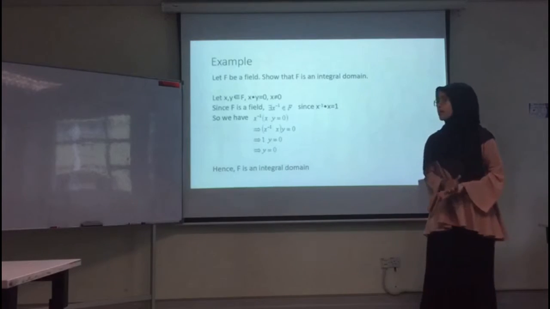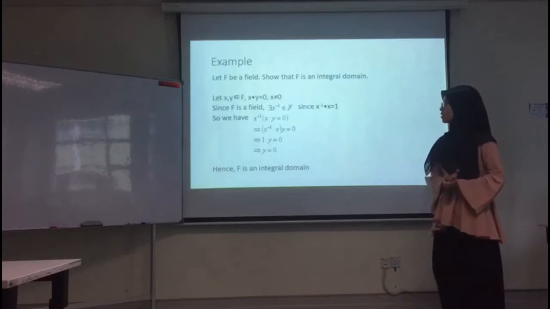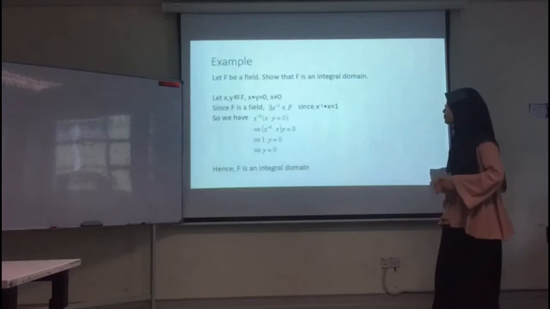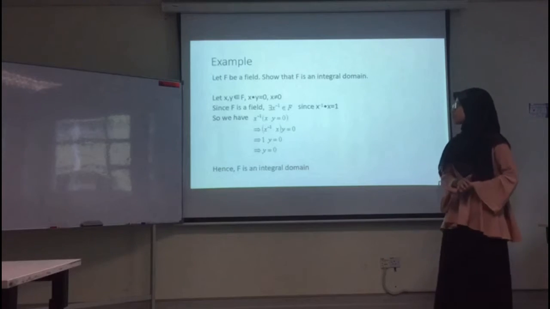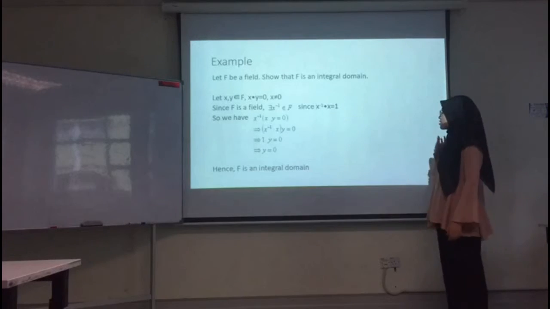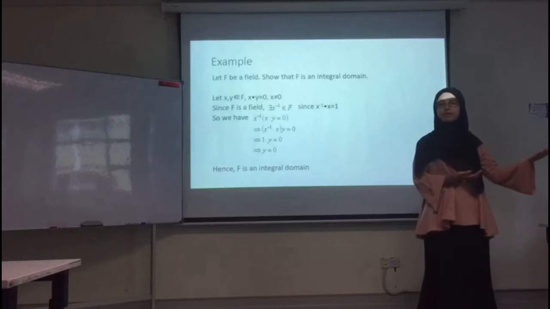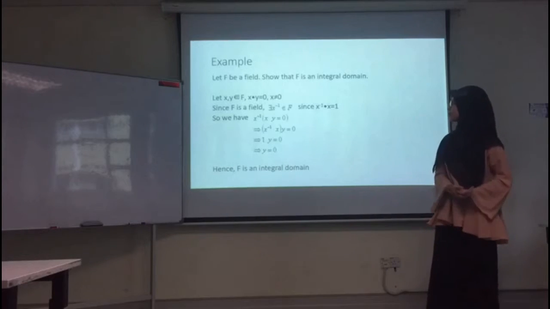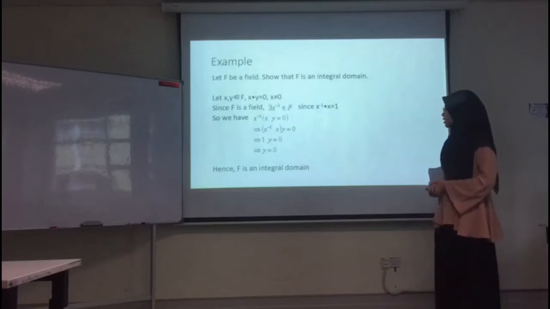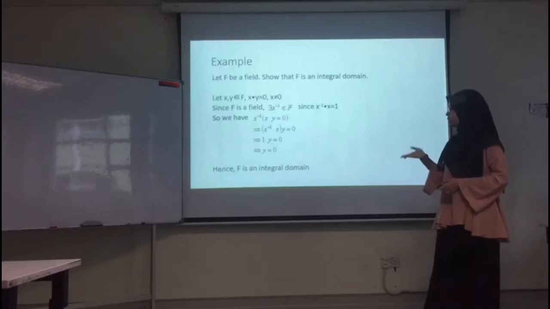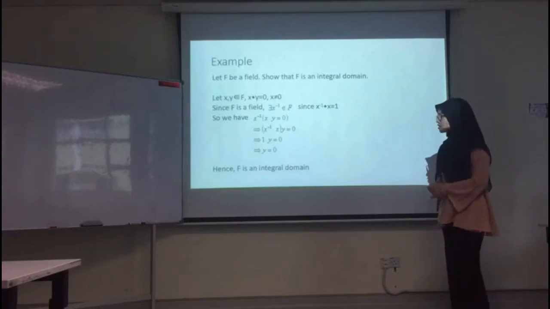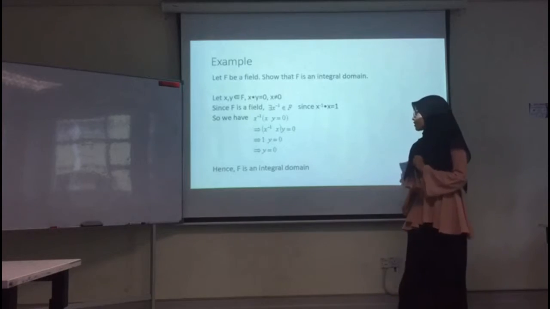So we let x, y in F, with x dot y equal to 0 and x not equal to 0. Since F is a field, there exists x inverse in F, such that x inverse x is equal to 1, which we have done in the previous question. So we have x inverse x dot y equal to 0. Then we get x inverse x y equal to 0, 1 dot y equal to 0, and y equal to 0. So we can prove that F is an integral domain.